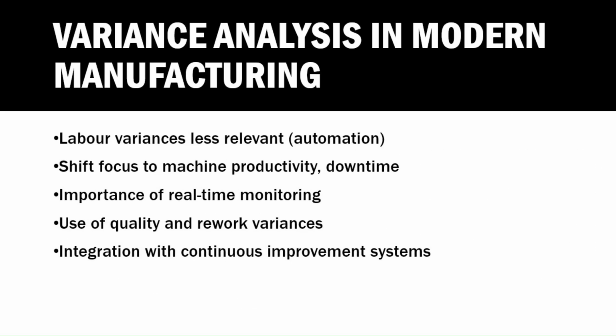In modern manufacturing, automation has reduced the relevance of labor variances. The focus now is on machine efficiency, downtime, and quality. Variance analysis must evolve to include these modern measures using real-time performance tracking and continuous improvement systems.